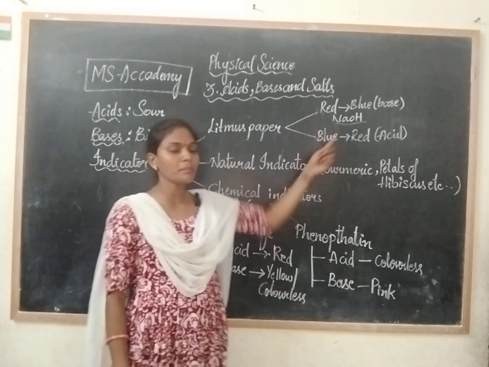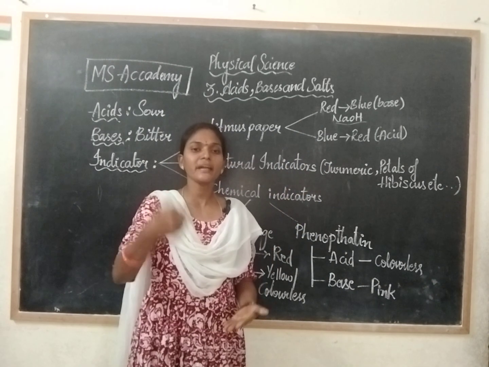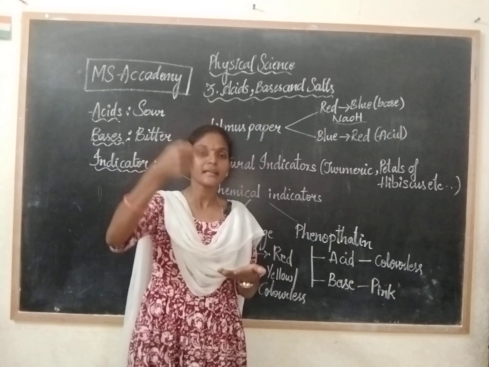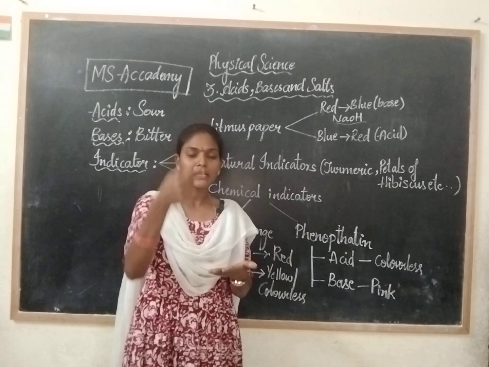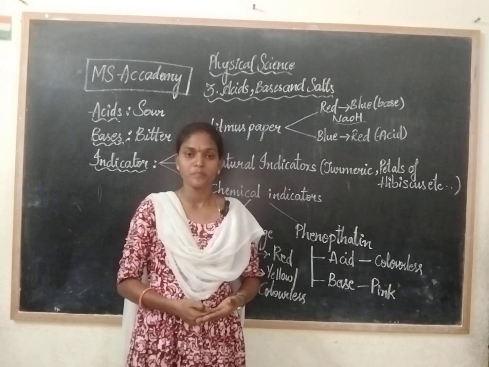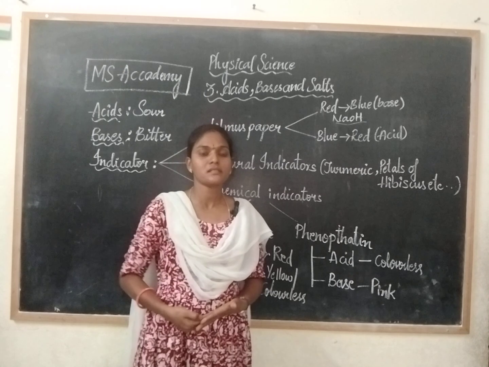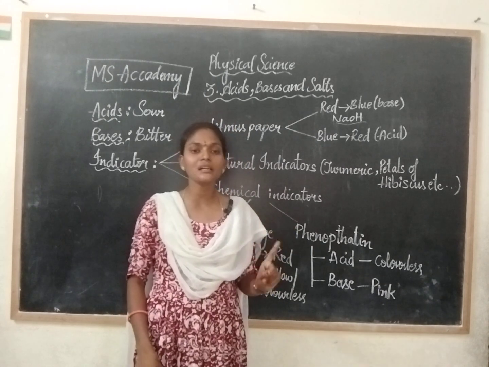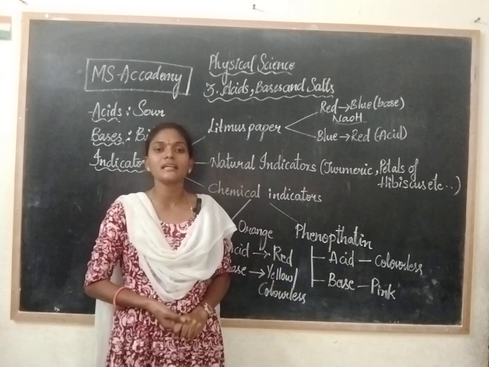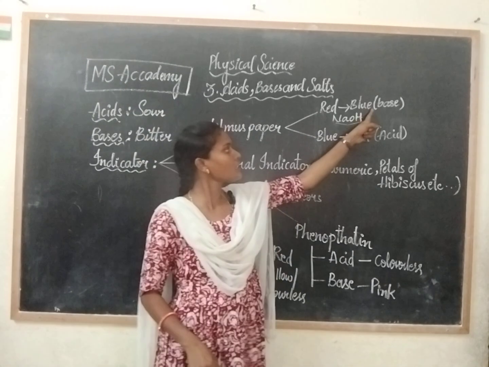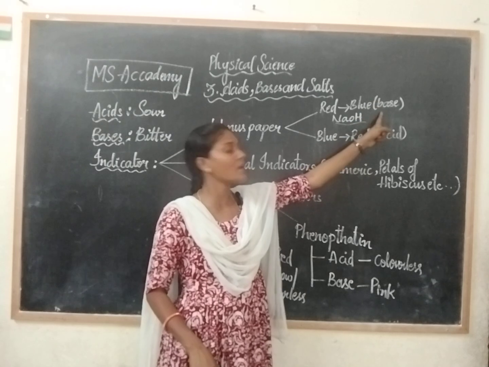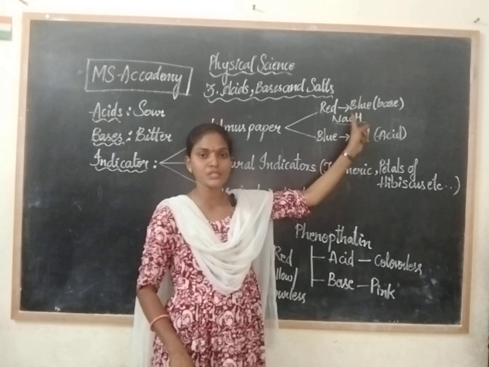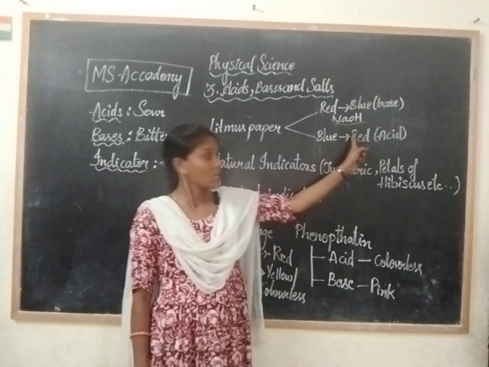Now I am taking a litmus paper. If I take red litmus paper and dip it in any basic solution, the red color changes to blue color. If red color is changing into blue color, then it is a base. B for blue, B for base. If red color changes to blue color, it is a base.